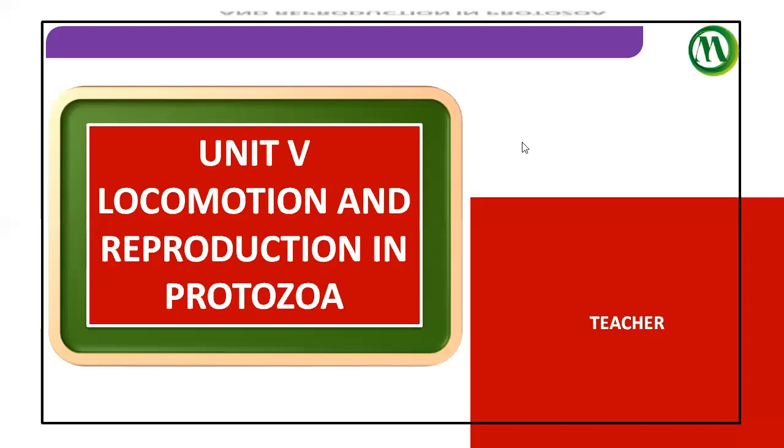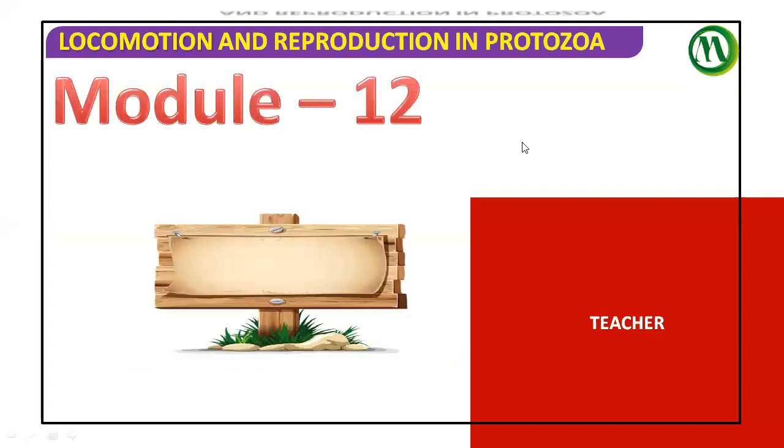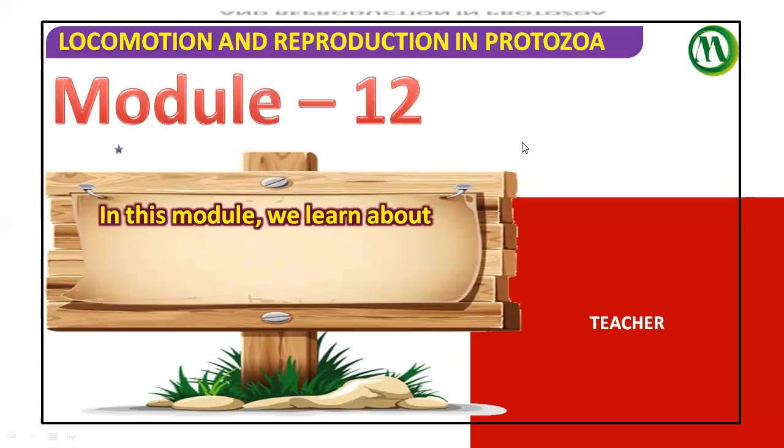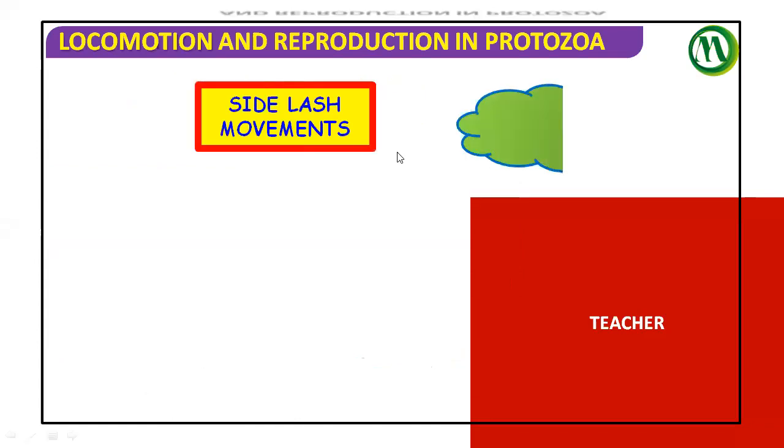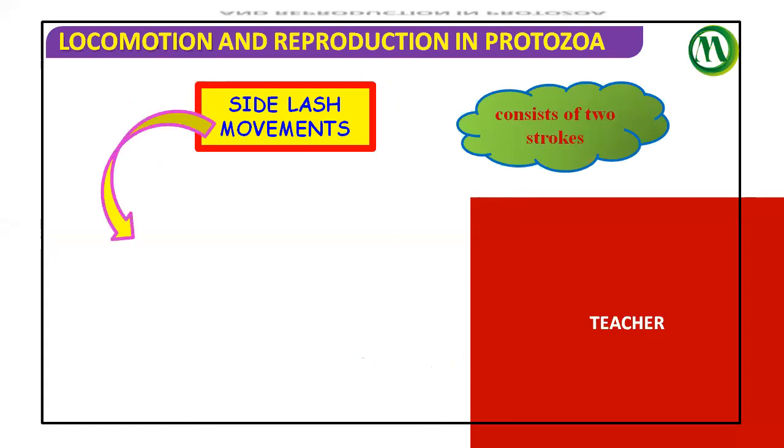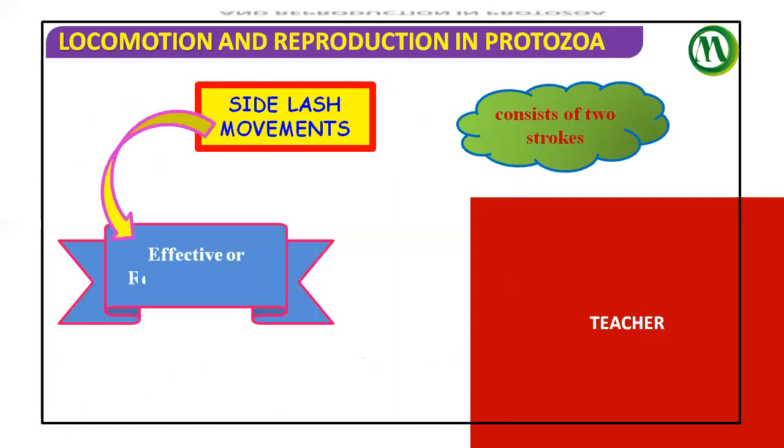Now let's continue with module 12. In the earlier one we were seeing the undulatory movements of the flagellum. Here we see the ciliary movements and flagellary movements. What do you call them? Sidewise lash movements. In both flagellum and cilium, you can see this kind of sidewise lash movement.